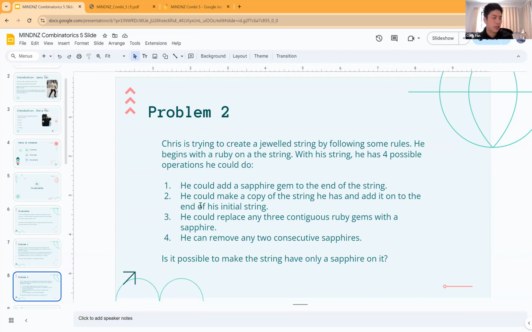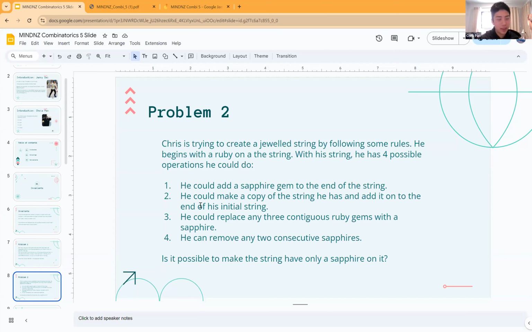So I have four moves, and it feels like I can do quite a lot, right? It feels hard to characterize every single type of necklace I can make. It feels like there's an infinite number of options almost, right? But the question is asking, is it possible to turn my, sorry, not necklace, string, which originally starts with one ruby, into one that only has one sapphire on it?